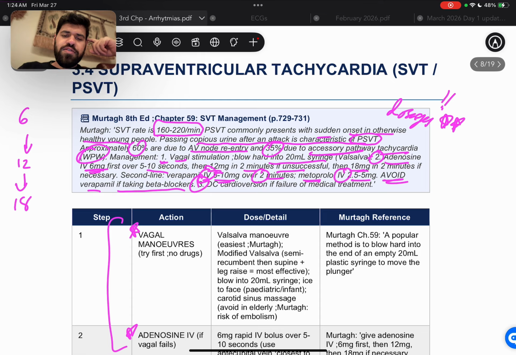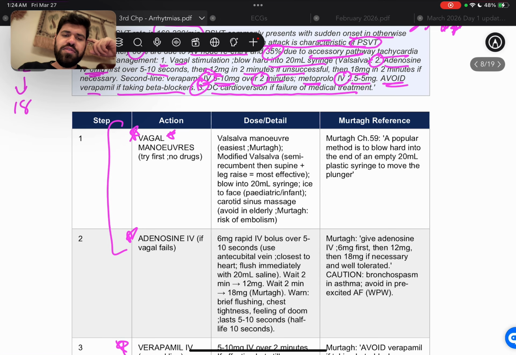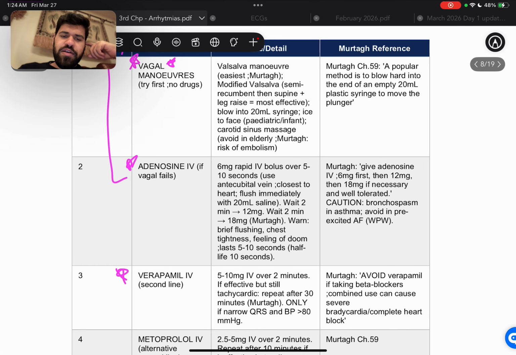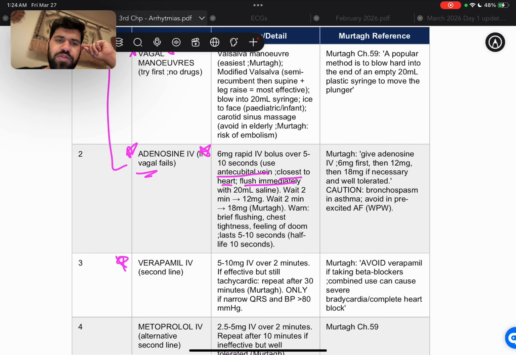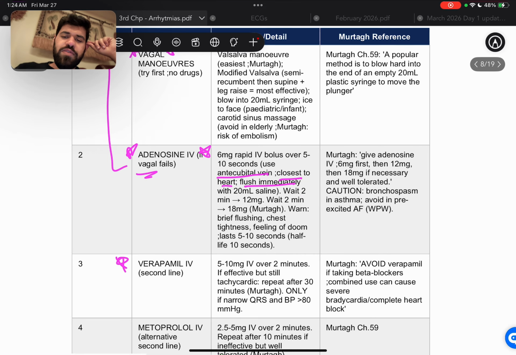And then the third step is DC cardioversion if failure of medical treatment. So we start with the easiest action, which is vagal maneuver, drug-free. Then we move on to adenosine. Again, the dosages are important. We use the antecubital vein because it's closest to the heart, and flush immediately after we give adenosine, because some of the drug can remain within the venous cannula that has been placed. Then we wait 2 minutes and give 12 mg, then wait 2 minutes and give 18 mg. So 2, 2, 2 and 6, 12, 18.